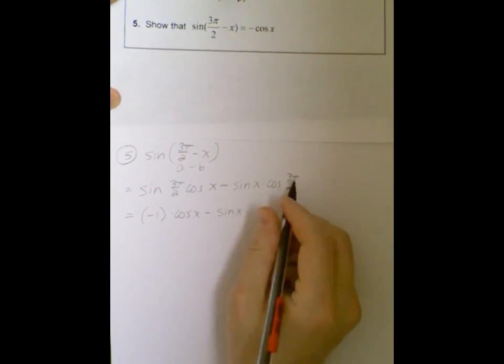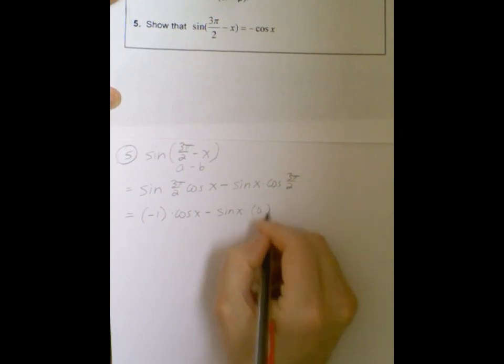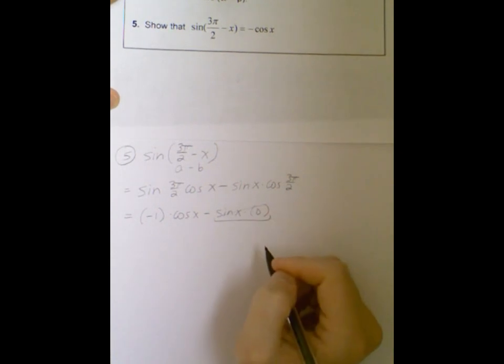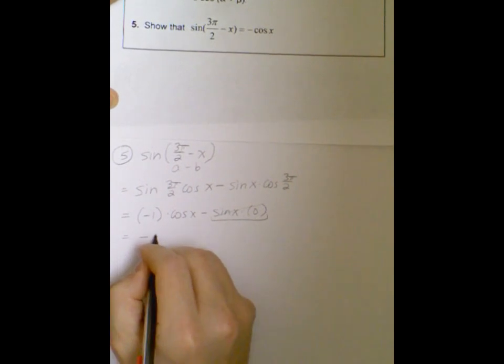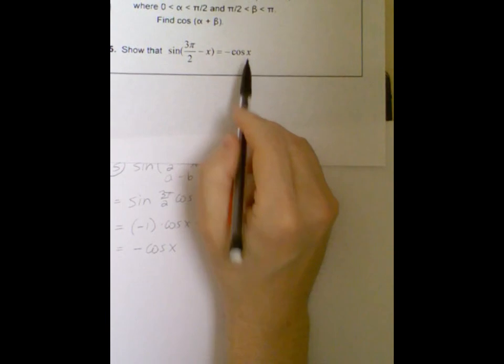The cosine of 3 pi over 2, 270 degrees, cosine is 0. And because that's 0, that means this whole term is also just 0. So I can just cross it out. And look what you're left with. Negative 1 times cosine is negative cosine of x. What are we trying to prove? We got it. Good for you.